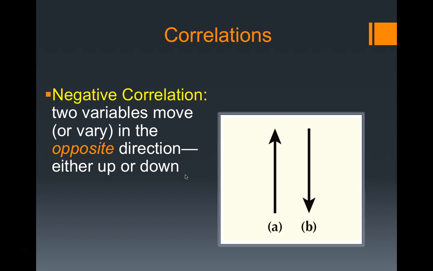A negative correlation is basically when two variables move in the opposite direction. As variable A increases, variable B decreases. High scores on variable A tend to be associated with low scores on variable B. High scores on variable B tend to be associated with low scores on variable A.